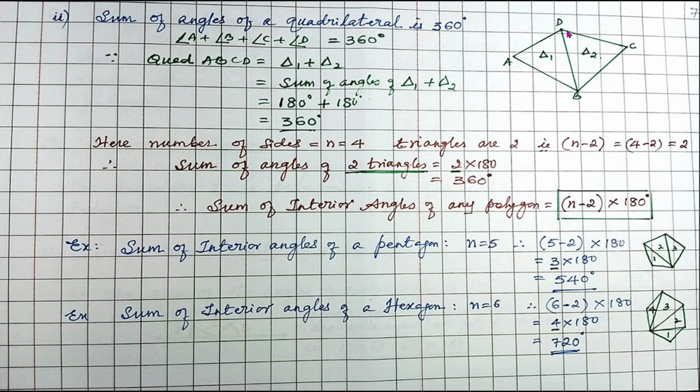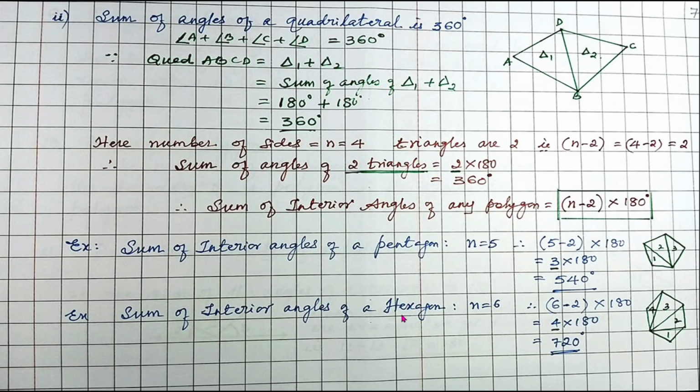Remember that. Now if the number of sides is 4, then the sum of the angles is (n minus 2) into 180, that is (4 minus 2) into 180, that is 360 degrees. The sum of the interior angles of any polygon is given by the relation (n minus 2) into 180. For example, if you have 5 sides, then n minus 2 becomes 5 minus 2, into 180, that is 3 into 180, that is 540 degrees. Therefore the sum of the interior angles of a pentagon is 540 degrees.